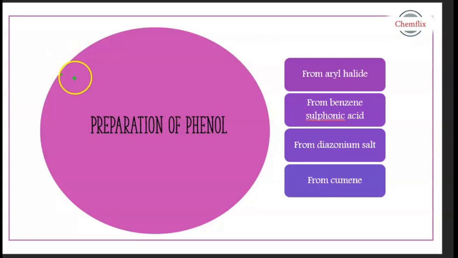Here I am going to take an aryl halide, for example chlorobenzene. Aryl halide എന്ന് പറഞ്ഞാൽ actually haloarenes തന്നെയാണ്. This chlorobenzene is fused with NaOH at 623 Kelvin and 300 atm pressure. And you will get sodium phenoxide, ONa, which upon treating with an acid gives phenol. This is the structure of phenol.